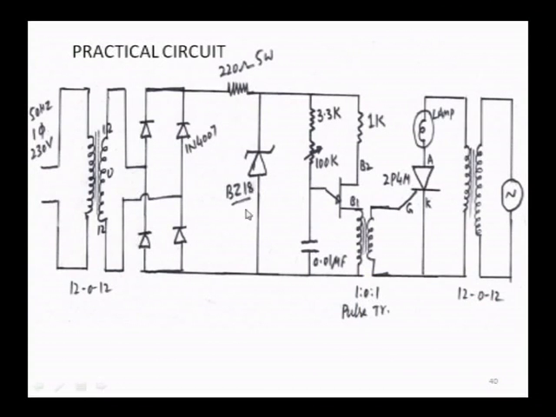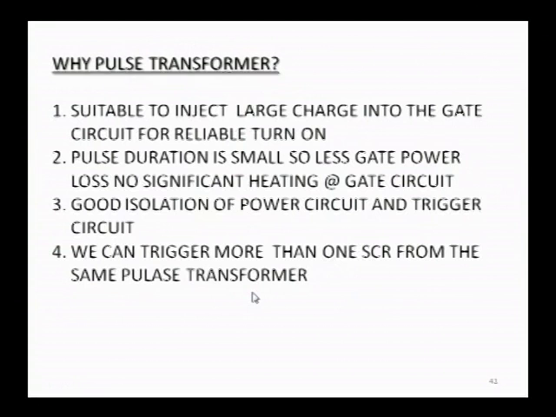You can see this BZ18 Zener diode, and now this is a 0.01 microfarad capacitor, and this is a pulse transformer connected to a 2P4M SCR for firing, and this is the lamp circuit. Okay, this is the single phase lamp, and this 120/12 transformer. There are two transformers used here. So, this is the practical circuit. Then why use a pulse transformer?